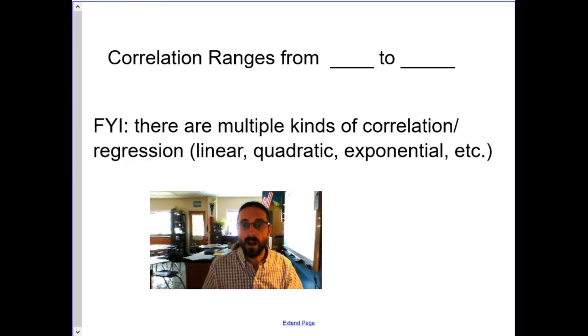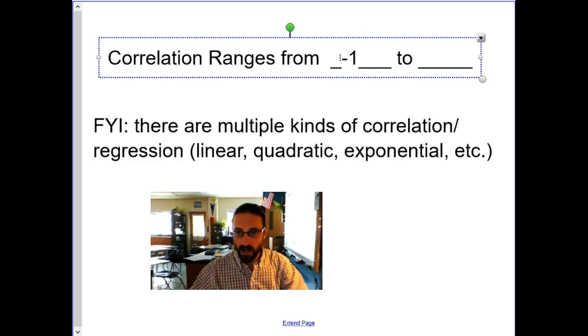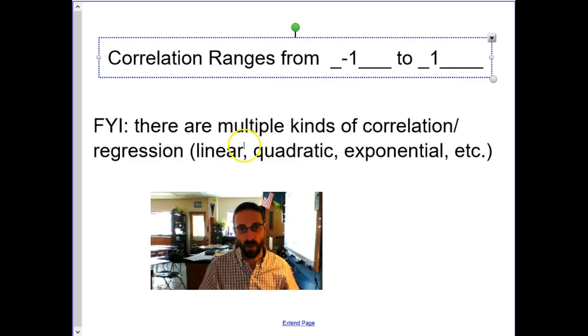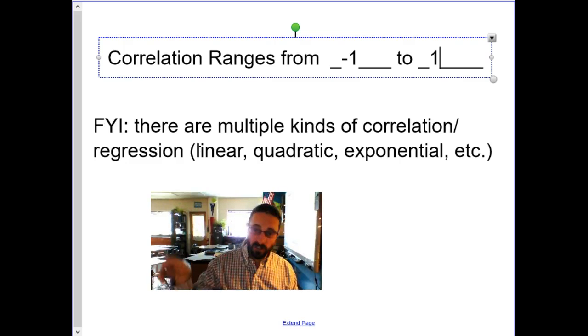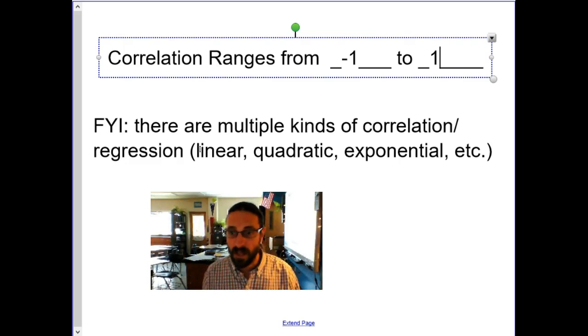Okay, again, correlation ranges from -1 to +1. And just keep this in mind, there are multiple kinds of correlations and regression. This unit we're focused on linear. There's quadratic regressions, there's exponential, there's polynomial, you name it. There's all sorts of different kinds of regression. In this one, we're talking about linear regression.